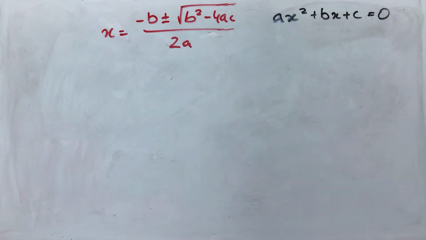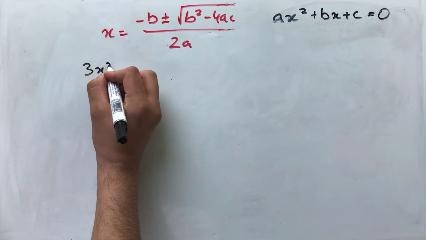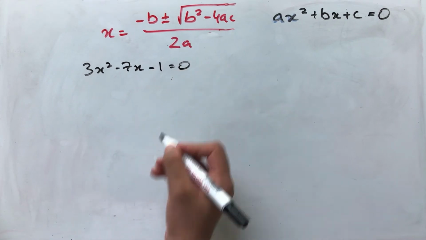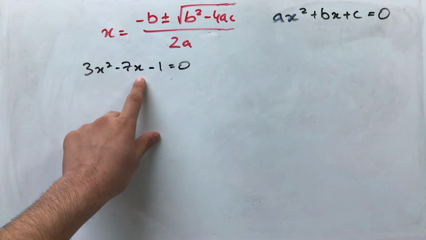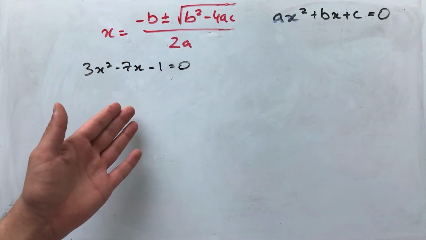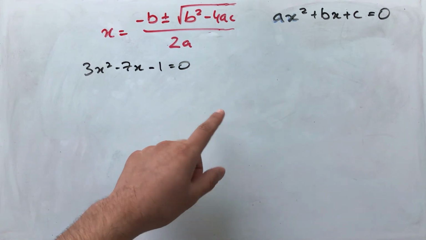So I'm going to go ahead and give you guys an example of a question. So let's say 3x squared minus 7x minus 1 is equal to 0. Now if you'll notice, this is actually pretty hard to do the way we did it last time. It's very hard to factorize this. It's possible, yes, but it's not as easy as finding two terms that you can just simplify in your head.